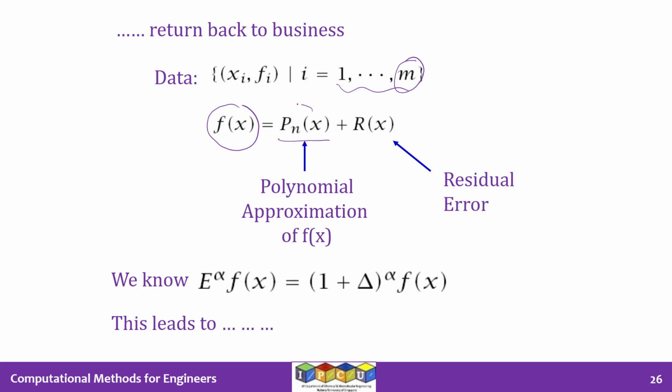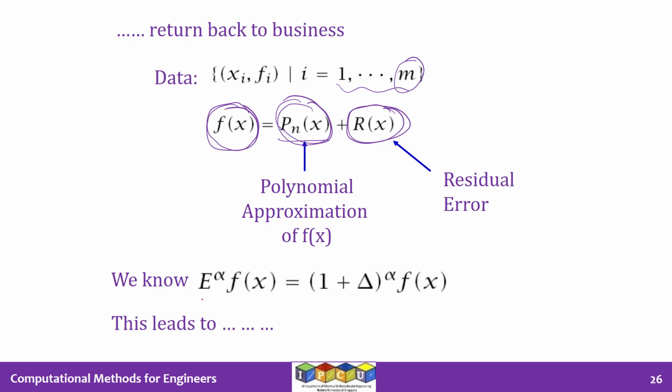So this Pn of x, the nth order polynomial approximation, is indeed an approximation to the truth which is often hidden from us. So whenever we are doing approximation, we are going to have an error, and we will call that the residual error, and we will indicate that residual error term by r of x. So the reality equals our approximation plus our error. And all we need to make sure is the error is as small as it can be.